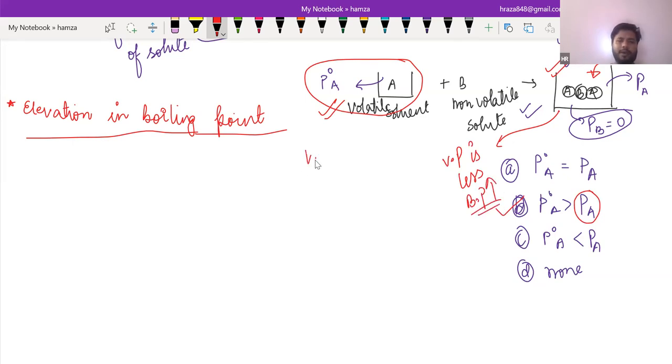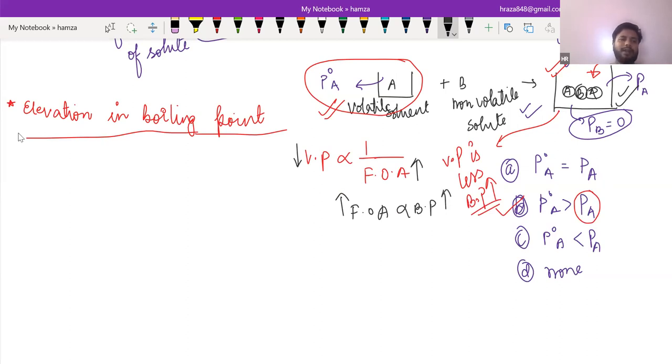I gave you a relation: vapor pressure is inversely proportional to force of attraction. And if force of attraction is greater, boiling point will be higher. Force of attraction is directly proportional to boiling point. So since vapor pressure in this solution is lesser, that means force of attraction is greater. And if force of attraction is greater, that means boiling point is greater. That's why there will be elevation in boiling point of solution.